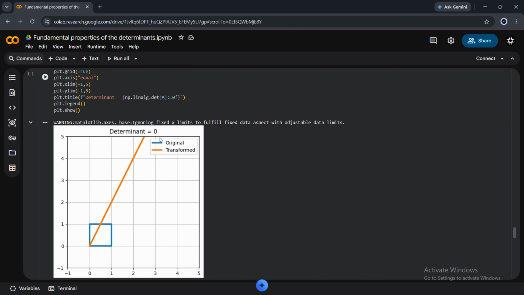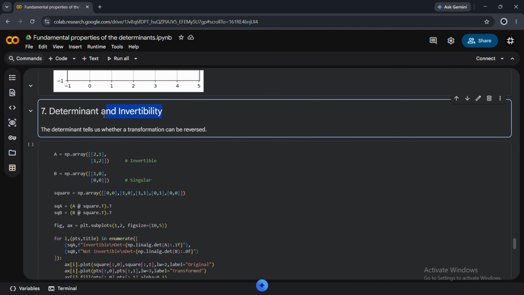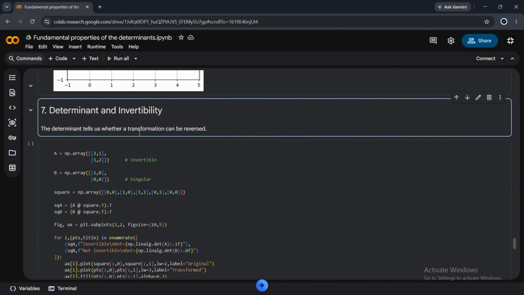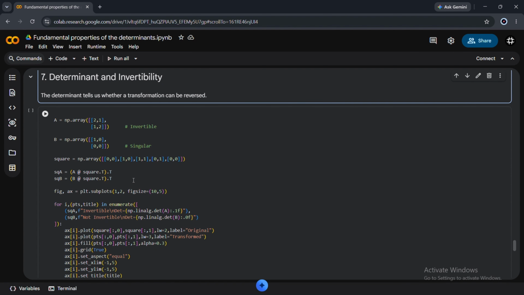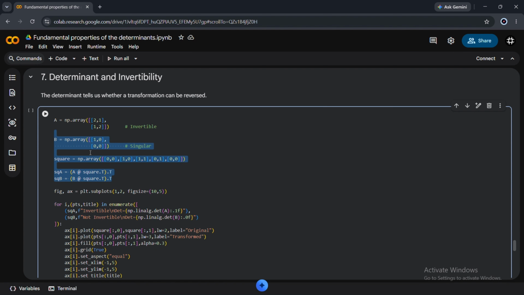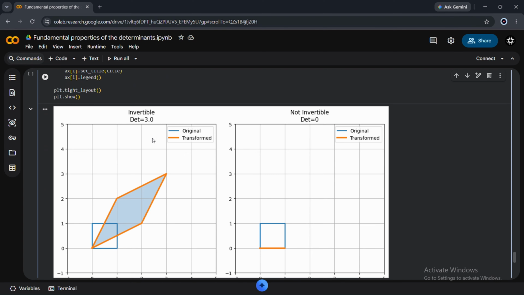Number 7, determinant and invertibility. Finally, here's the most important takeaway. If the determinant of A is not equal to 0, the transformation is invertible. So no information is lost and we can recover the original data. But if the determinant is equal to 0, the transformation is not invertible because different vectors collapse onto the same output.